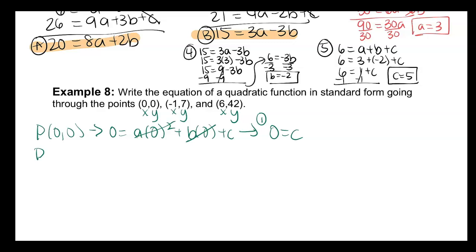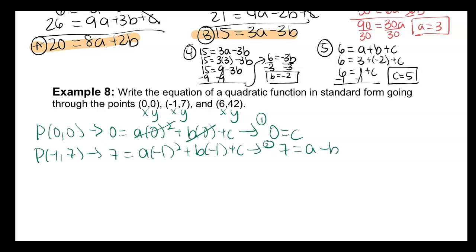Let's find our next one. So we're going to use, for point (-1, 7), we're going to substitute in 7 equals a times (-1) squared plus b, put the b first, times (-1) plus c. So our second equation is going to be 7 equals a, because (-1) squared is just 1, minus b plus c. And then for the last equation, the point is (6, 42). So 42 equals a times 6 squared plus b times 6 plus c.